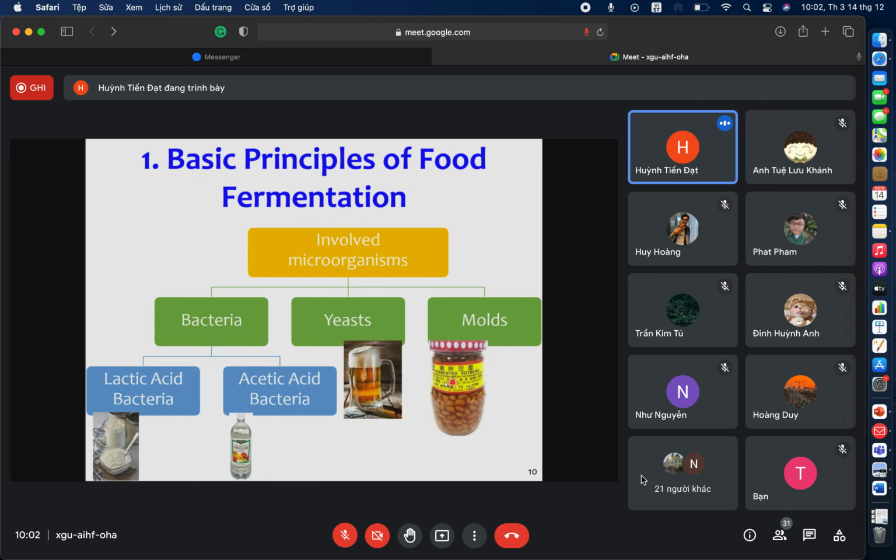For the molds involved in fermented products, you know this one? What do you call these products? On your right hand side, what's in there? What do you call this? No ideas? I see, that is fermented soybeans. Yeah, but in Vietnam we have tương, you remember? Yes.